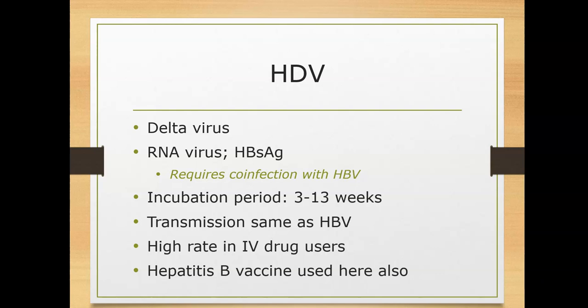Hepatitis D is something called a delta virus. Okay? It's an RNA virus, and it requires a co-infection with a hepatitis B infection for it to replicate. The incubation period for hepatitis D virus is 3 to 13 weeks. Transmission is going to be the same as hepatitis B, with a high rate of incidence in IV drug users, and hepatitis B vaccine is used here also as a preventative measure.